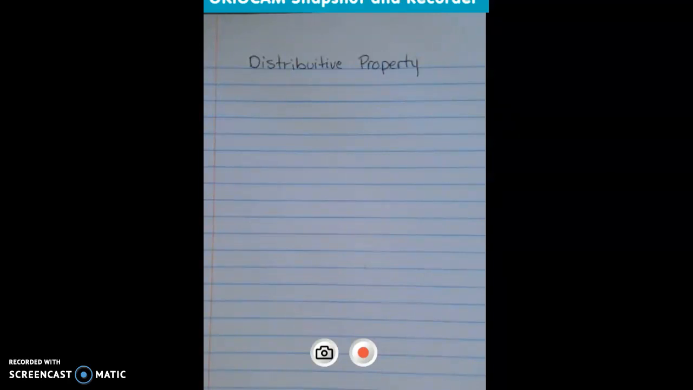So the distributive property is something that we are going to be working with next week. And we'll be looking at how to use it in an equation, and how to use it using an area model. So what is the distributive property?